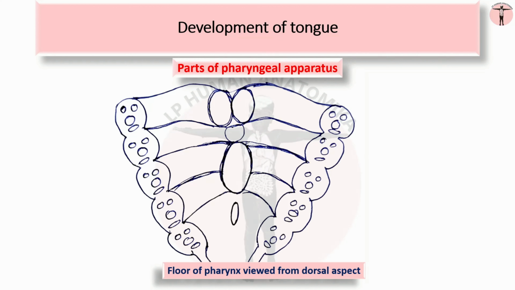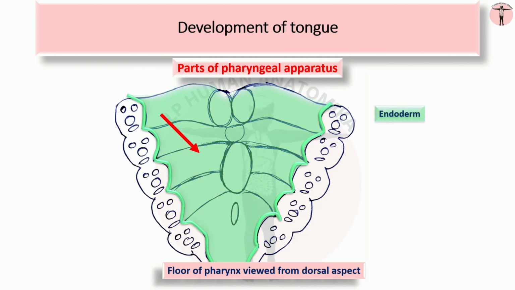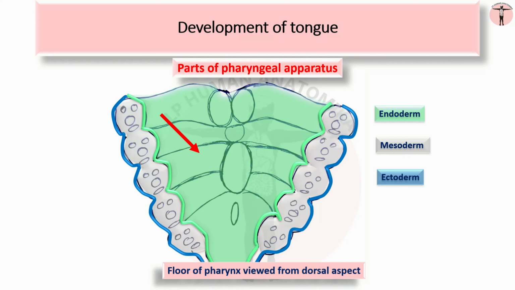This picture is the floor of pharynx. The dorsal wall of the pharynx is removed to show the ventral wall from inside. We are seeing the inner surface of the ventral wall of the developing pharynx. The inner surface of the pharynx is lined by the endoderm. The middle portion is formed by the mesoderm and the outer surface is covered by the ectoderm.